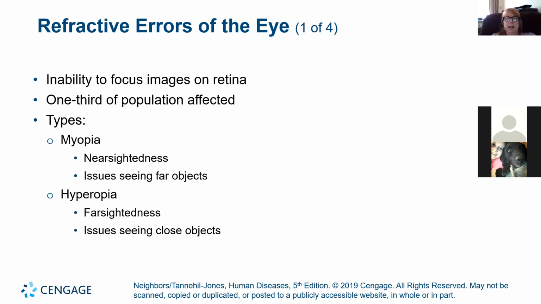Whereas the opposite of myopia is hyperopia, and that's farsightedness. That means you have issues seeing close objects. So, for instance, I cannot see to read without my glasses, but I can see at great distances, no problem.